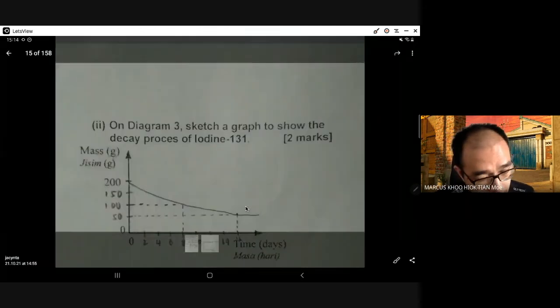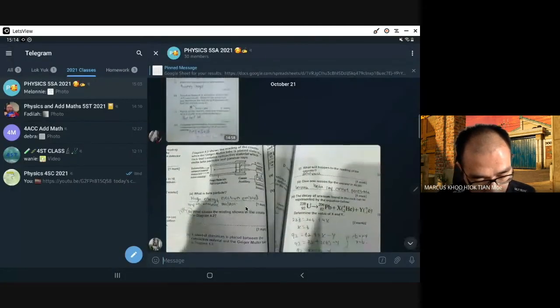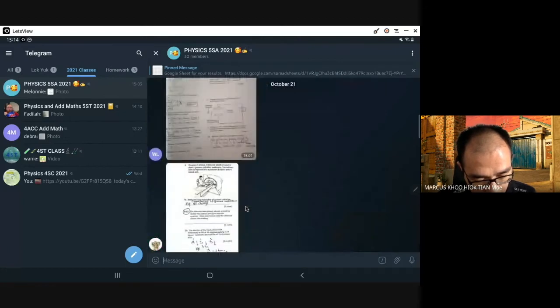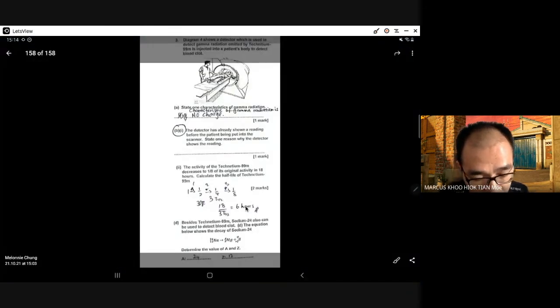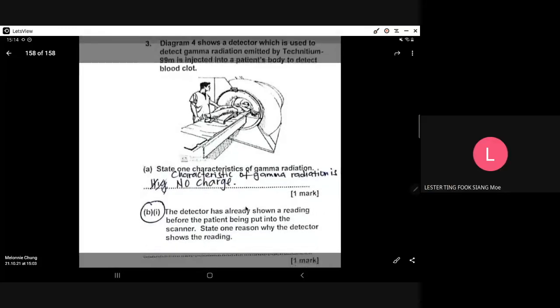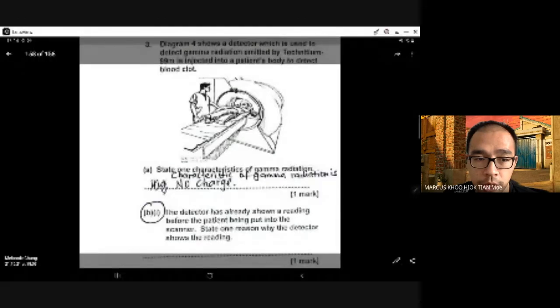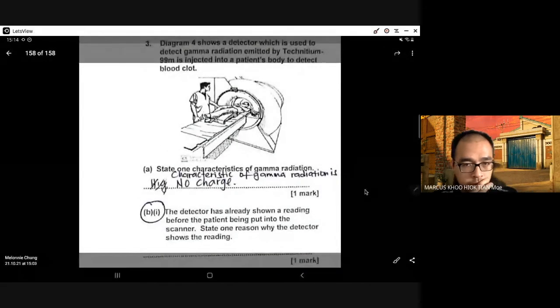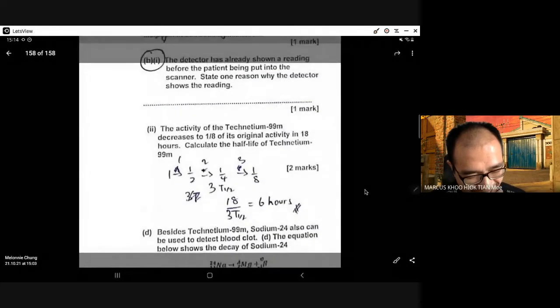Question number 3 is the scanning group. This is Melanie's answer. So somebody besides Melanie, please. One of the characteristics of gamma radiation is that it has no charge. Okay. And the B1, we don't know the answer. Okay. All right.